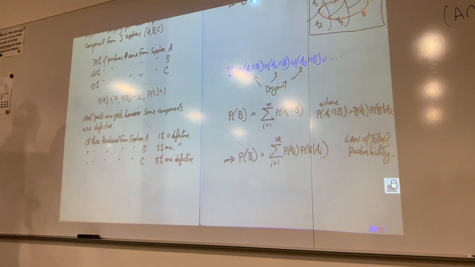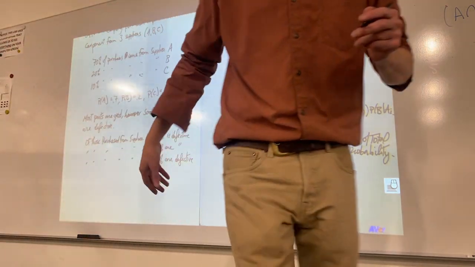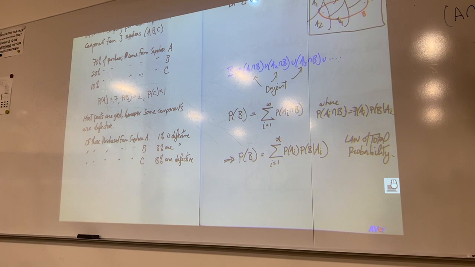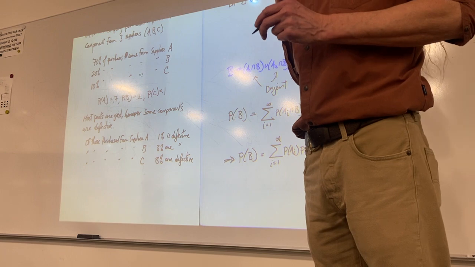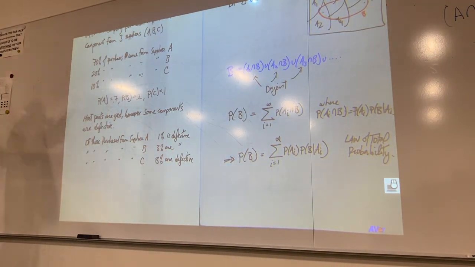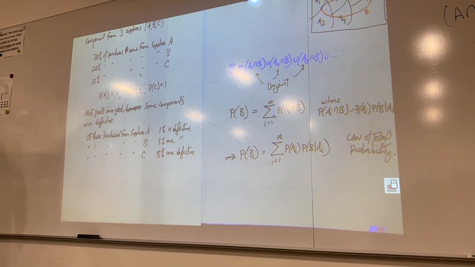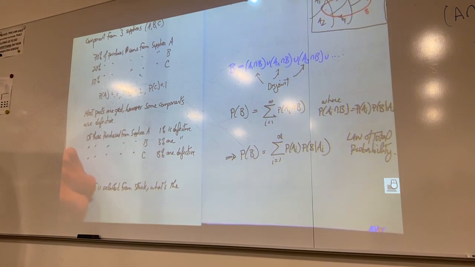Okay. What percent of all the parts? If I randomly pick a part out of stock, not knowing what supplier it came from, what's the probability it's defective? 12%? I don't know. We need to do a summation. Right. And so one part is selected from stock. What's the probability it is defective?